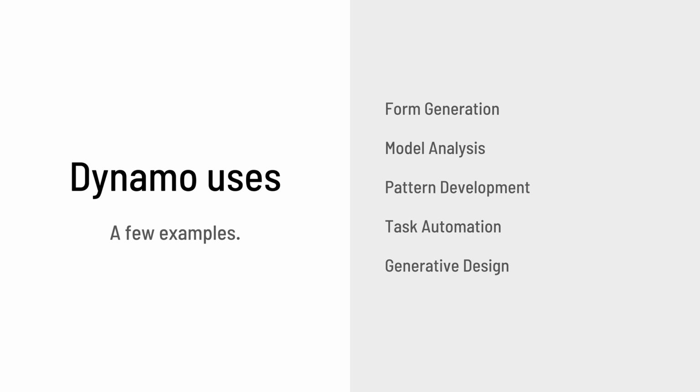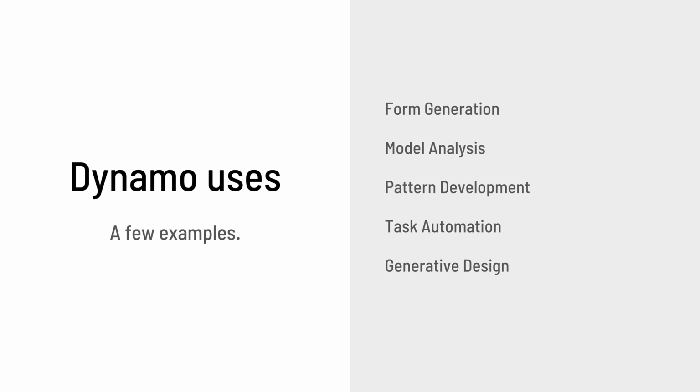So the way that we've structured our lecture for the rest of the time is basically about giving some examples of Dynamo uses. We're going to try to go in each of these categories from a relatively simple example, something that you wouldn't have to be a power user to understand or create, to more complex examples that really get into unlocking some of the powerful things about Dynamo. So we're going to talk about some basic form generation, some analysis, developing patterns, task automation, and generative design. We have experience in probably all of these except for generative design. We've just structured it this way because this is what we've done.